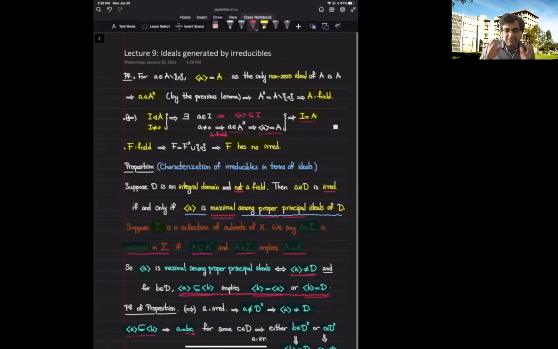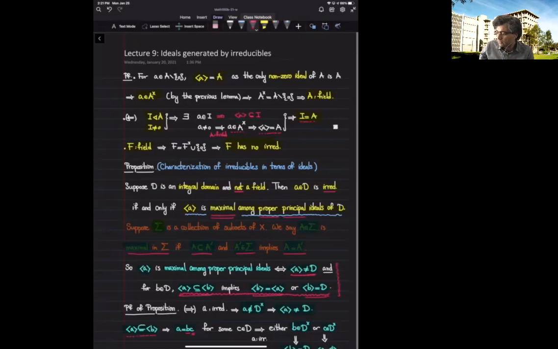So the principal ideal generated by A is maximal among proper principal ideals if this property holds: for every principal ideal generated by B that contains the principal ideal generated by A, either the ideal generated by B is the entire ring or it's exactly the ideal generated by A. Okay, this is what we want to show. We want to show A is irreducible if and only if this property holds.